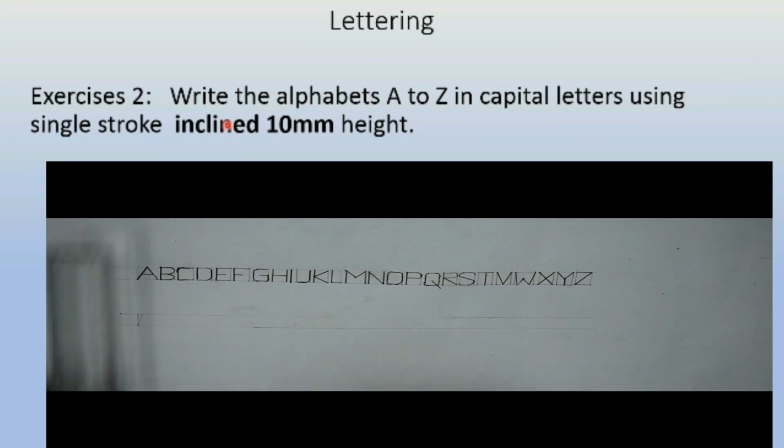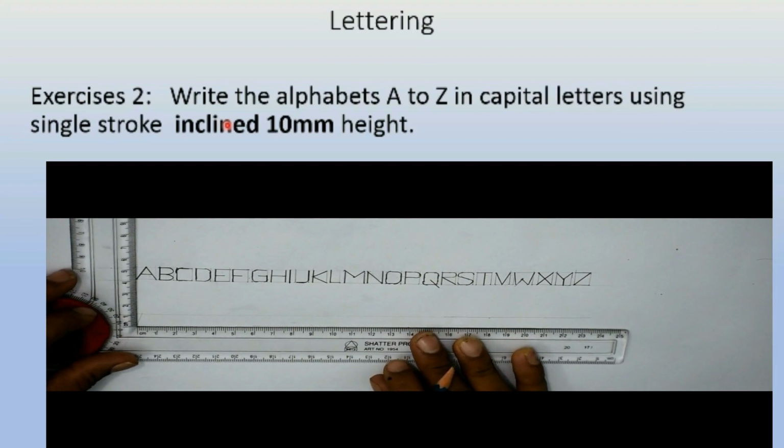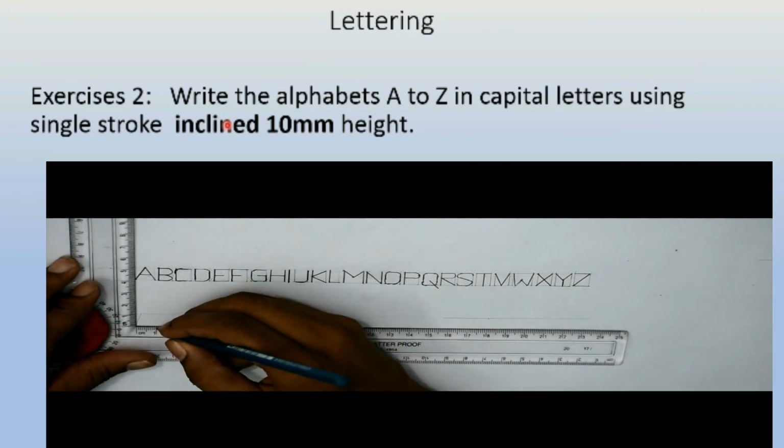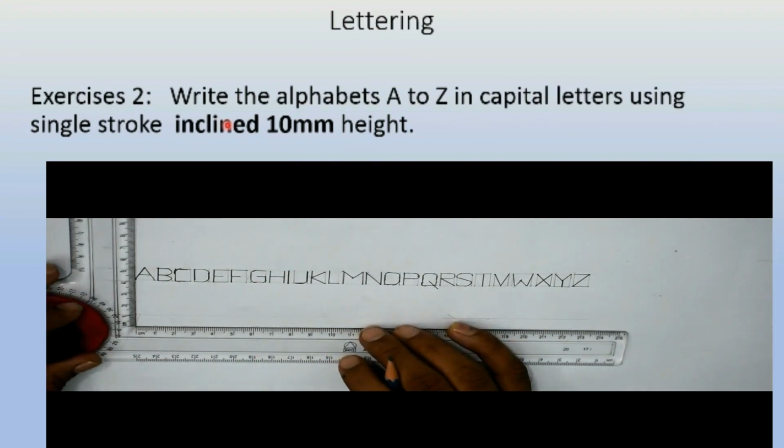So now, as you know, for the character A, we have to take the complete height as the width. This is 10 mm.